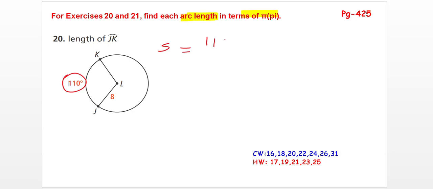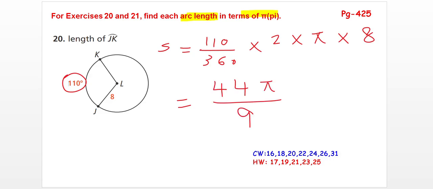So what is the value of the angle? It's 110 over 360, times 2 pi r. 2 pi r, the radius is 8. Now you put all of this on the calculator and write the answer, but keep your answer in pi. Let me find what it is. So when you put all of it on the calculator, the answer is 44 pi over 9.